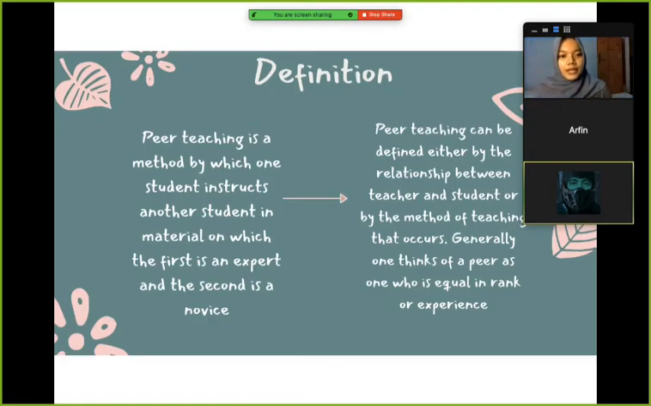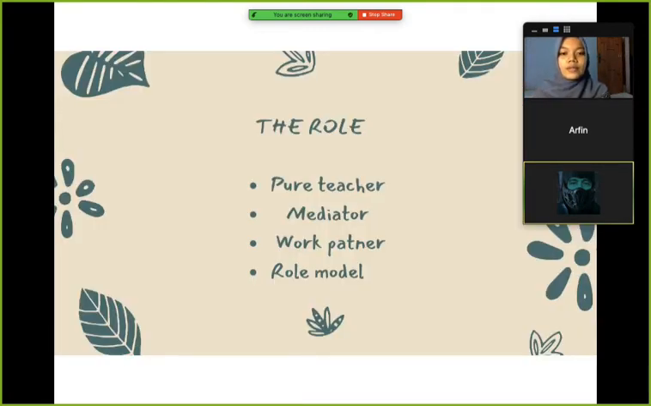And peer teaching can be defined either by the relationship between teacher and students or by the method of teaching that occurs. Generally, one thinks of a peer as one who is equal in rank or experience. The roles in peer teaching learning: first, you must have the peer teacher, and the second, the mediator, the third, work partner, and the last, role model.